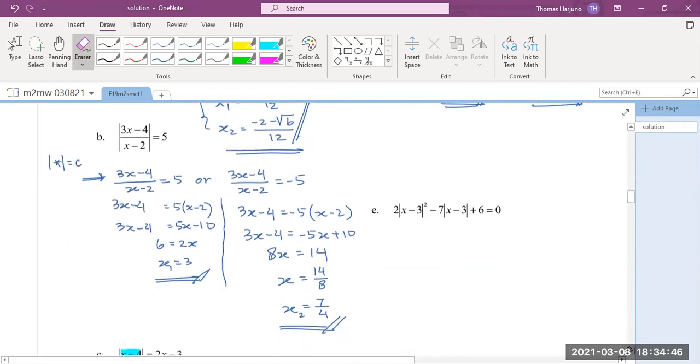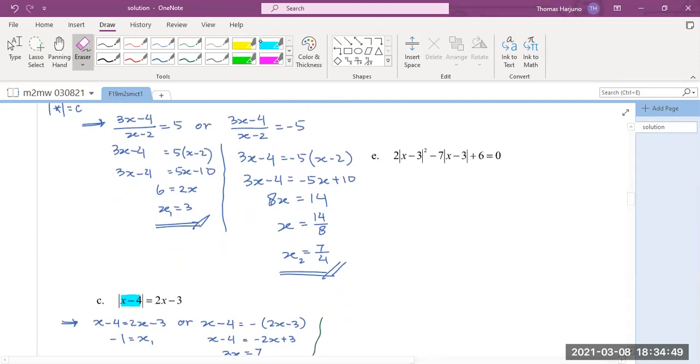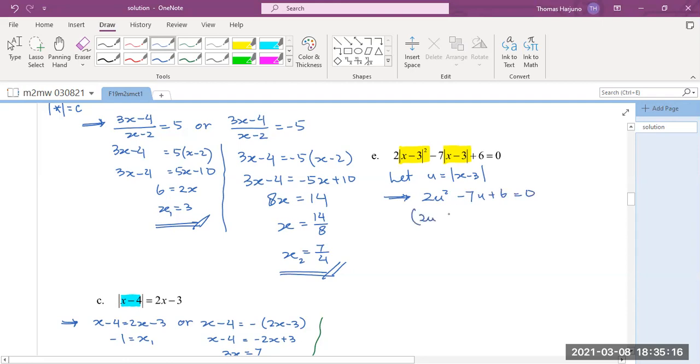Now let's see part E here. Just like before, notice that this term has the variable part as the square of the variable part of this term here. Okay, so we can say let u equal the absolute value of x minus 3. Now the equation becomes 2u squared minus 7u plus 6 equals 0. 2u, and then u, how to make it 7? Minus 2, minus 3. Will that do it? Yeah. Okay, so u equals 3 halves, u equals 2.